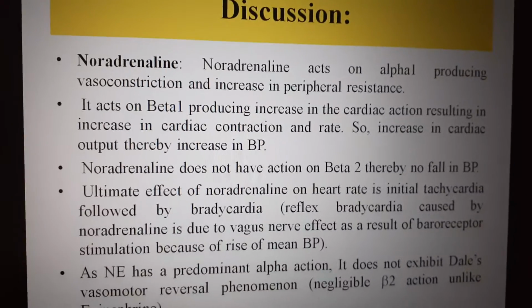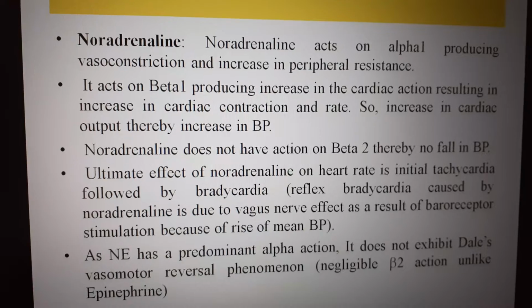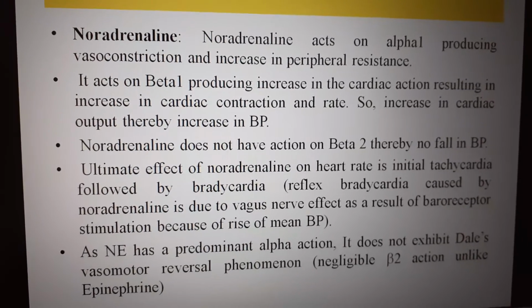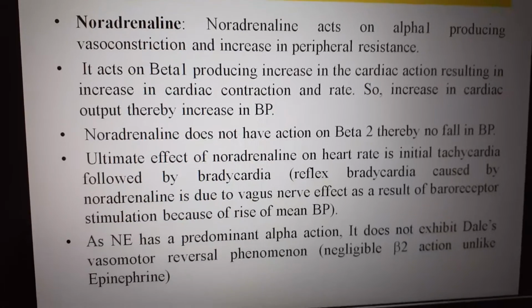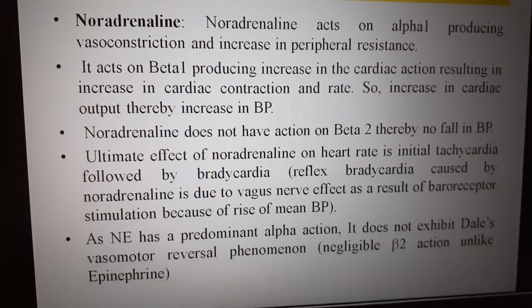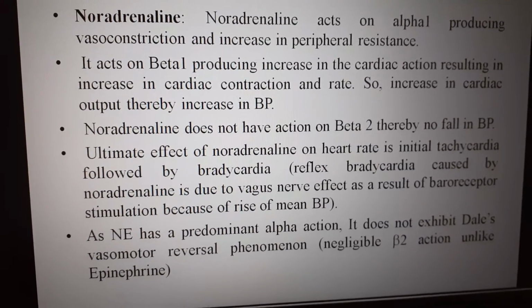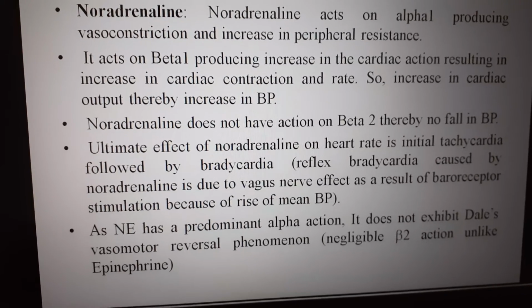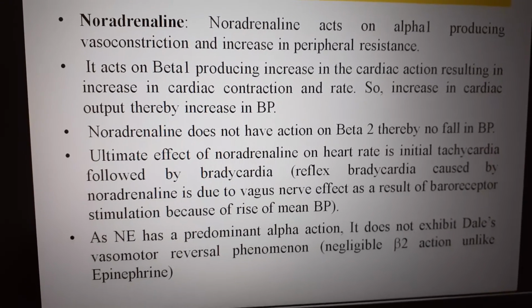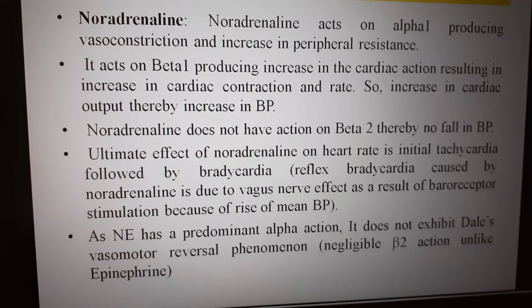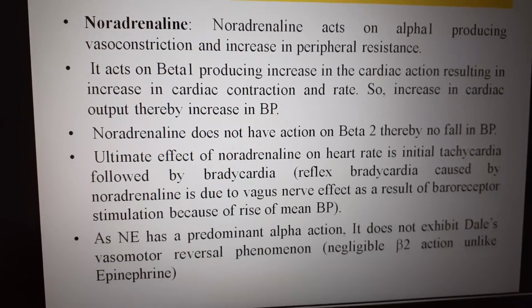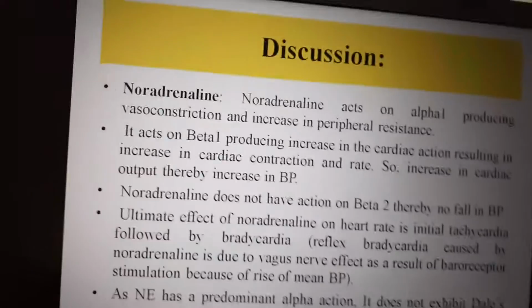Noradrenaline, as we know that noradrenaline has only alpha 1, alpha 2 and beta 1 agonist action without beta 2 action. So it will not show the biphasic response, it will show only the rise of mean blood pressure accompanied by reflex bradycardia, and there will be no biphasic response since the beta 2 action is absent.